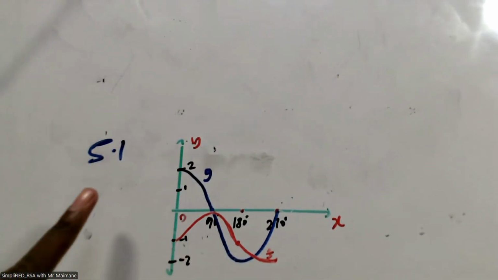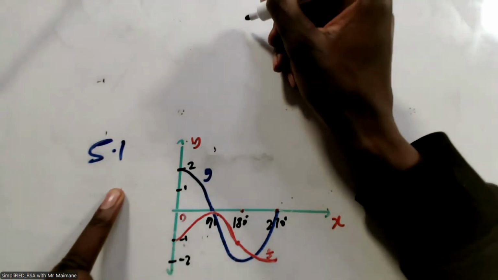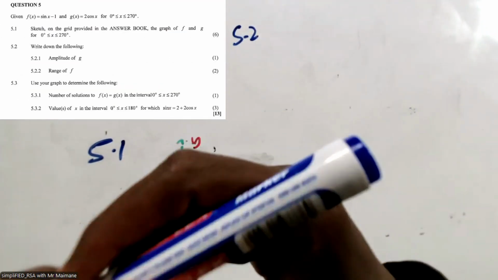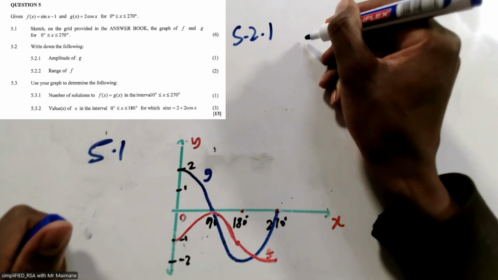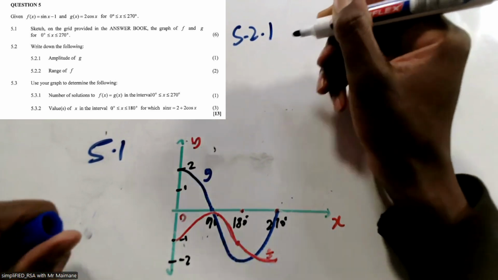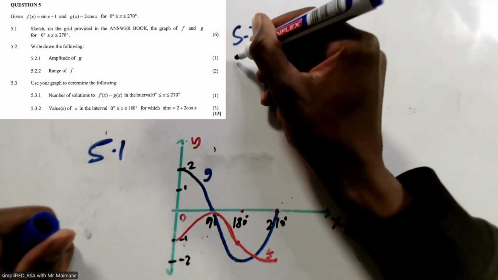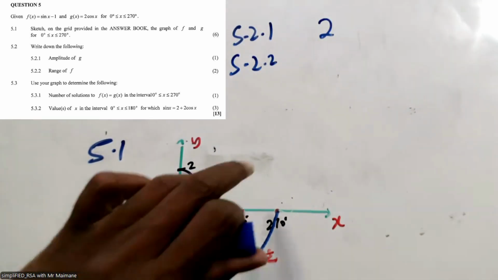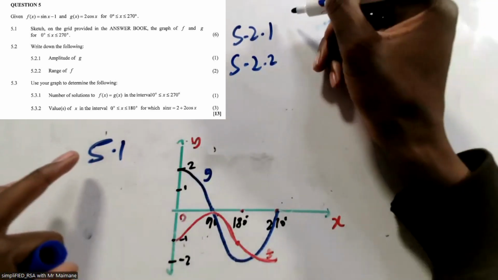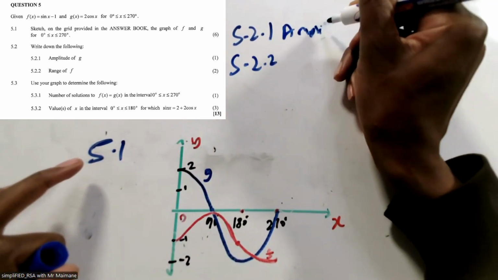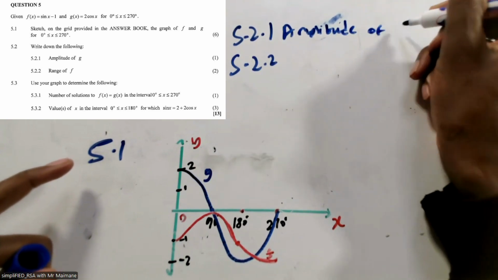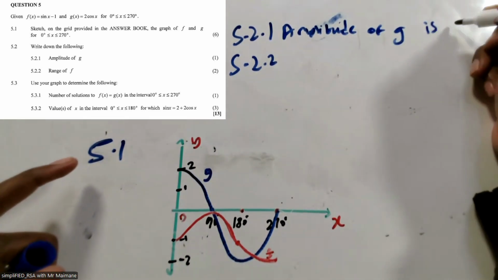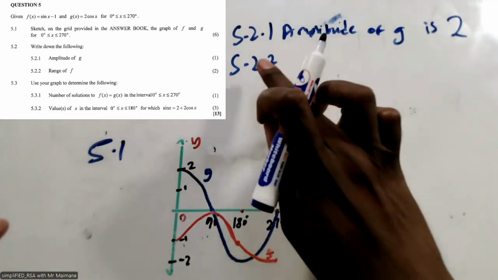So this was the answer for 5.1. Therefore 5.2.1, the amplitude of g is 2.